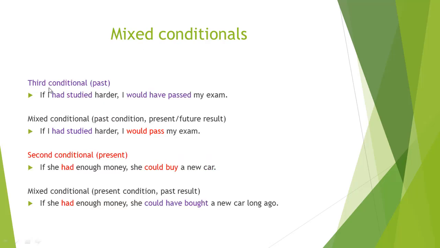Look, we have right here the third conditional. If I had studied harder, I would have passed the exam. And we have the second conditional. If she had enough money, she could buy a new car. Now look, we mixed the third and the second conditional right here. We have the mixed: if I had studied harder, I would pass the exam.